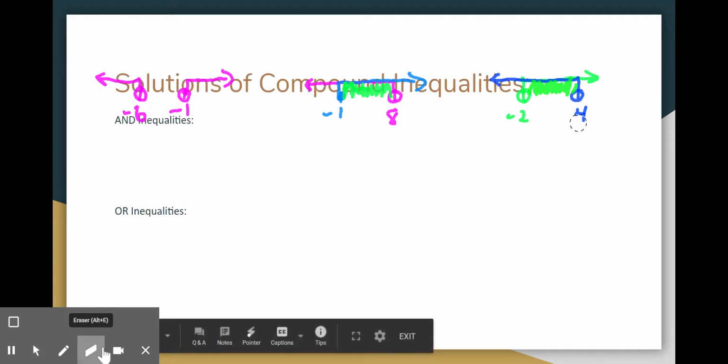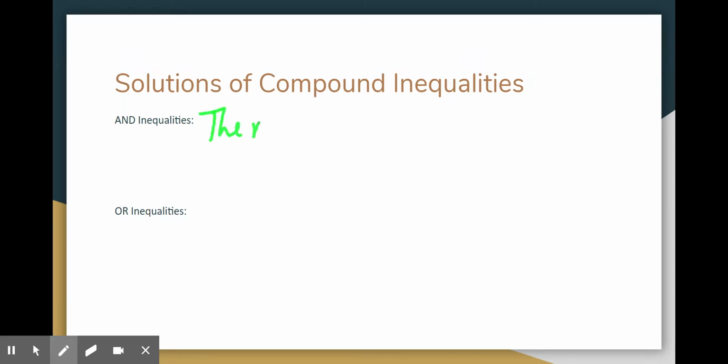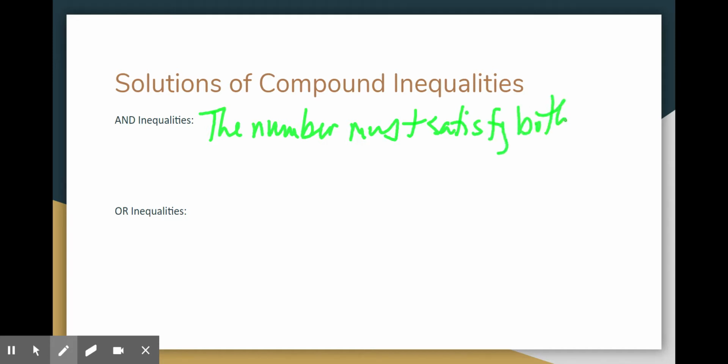So now we're going to talk about some solutions of compound inequalities. How do you figure out if something's a solution to a compound inequality? Okay, for and inequalities, the number must satisfy both inequalities. Okay. So let me explain to you what that means. It's actually easy to understand.